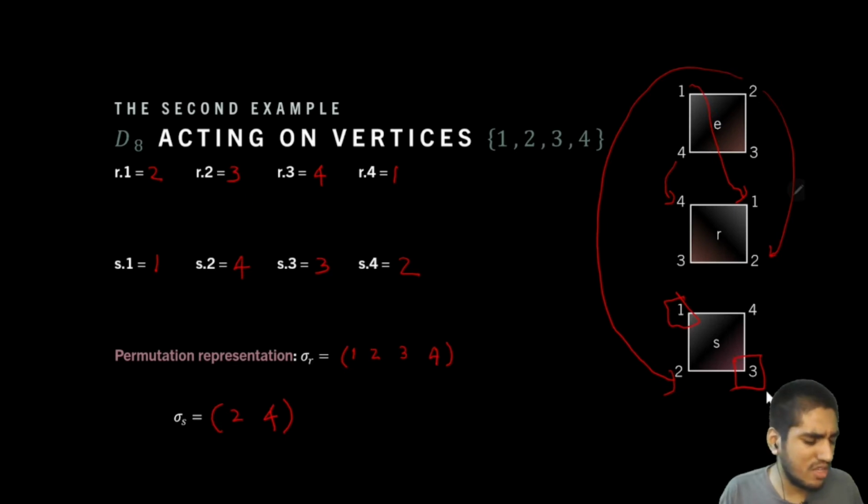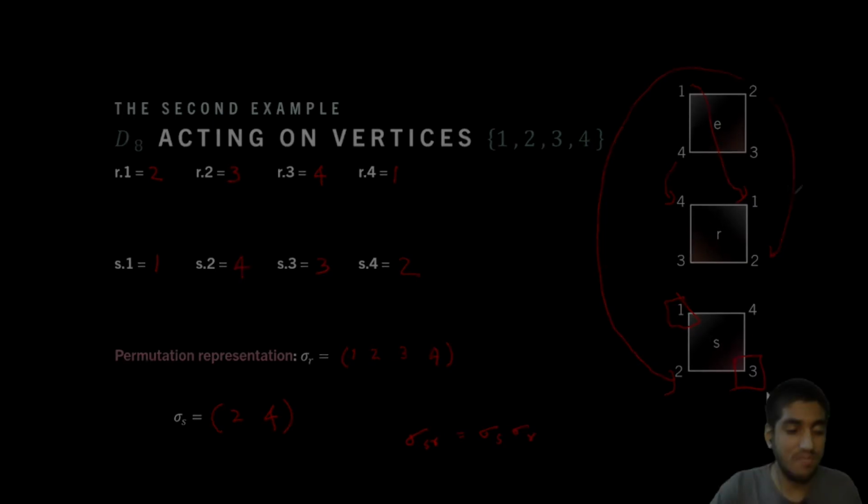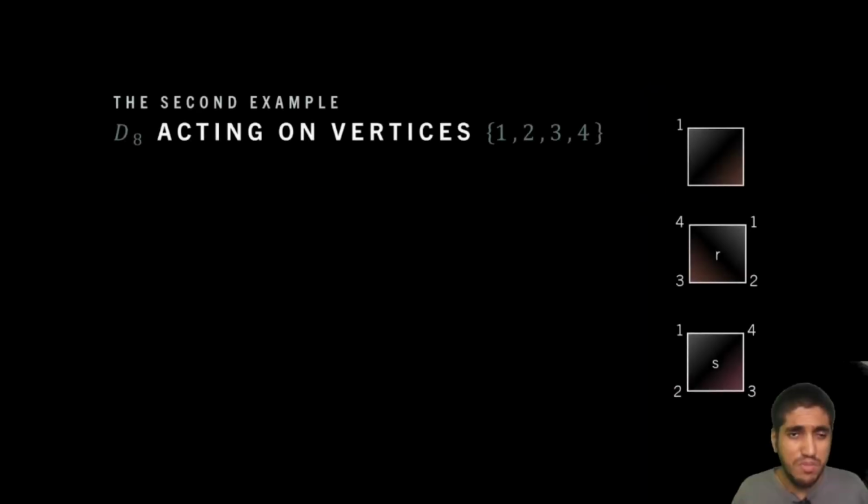You may be asking, then what about sigma SR? You do remember that permutation representation is a homomorphism, therefore sigma SR can be written as sigma S, sigma R, and you know how to play with cycles. That should work well for a permutation representation, don't you think?